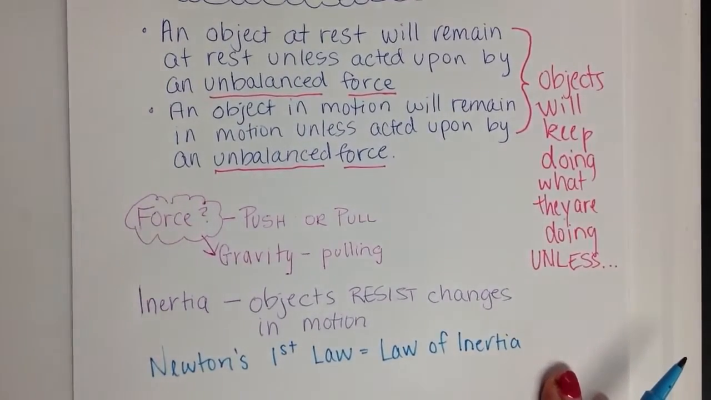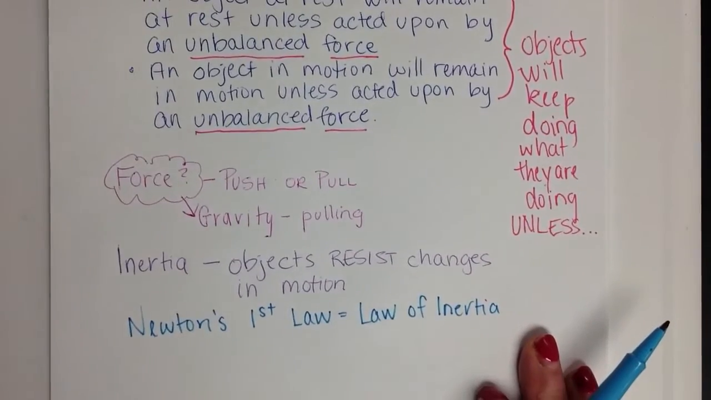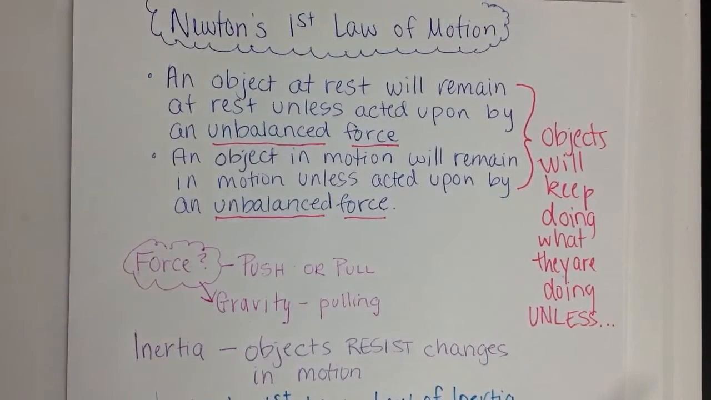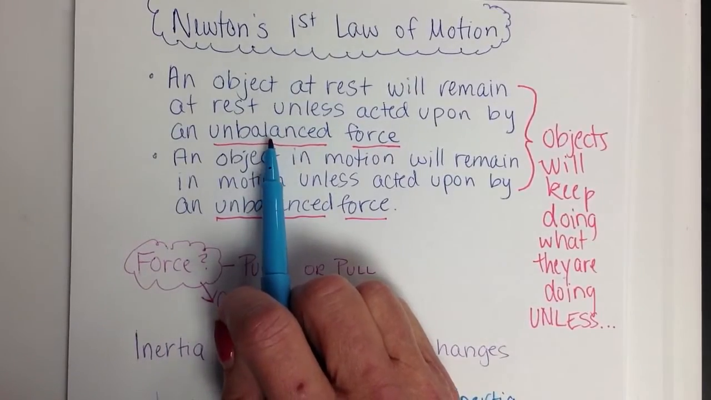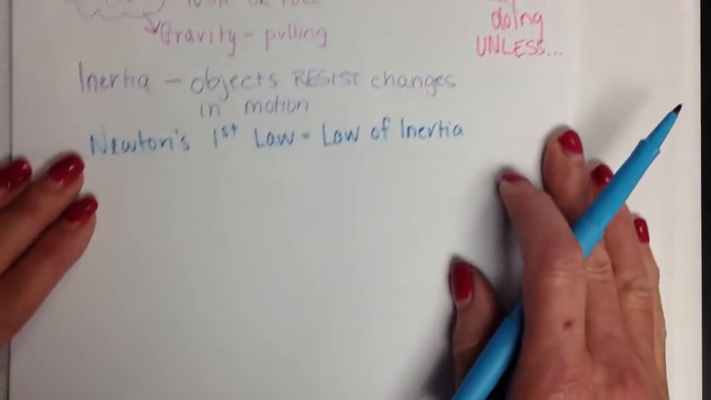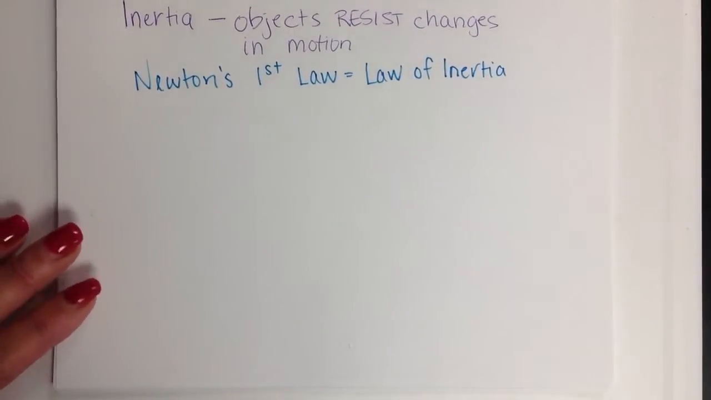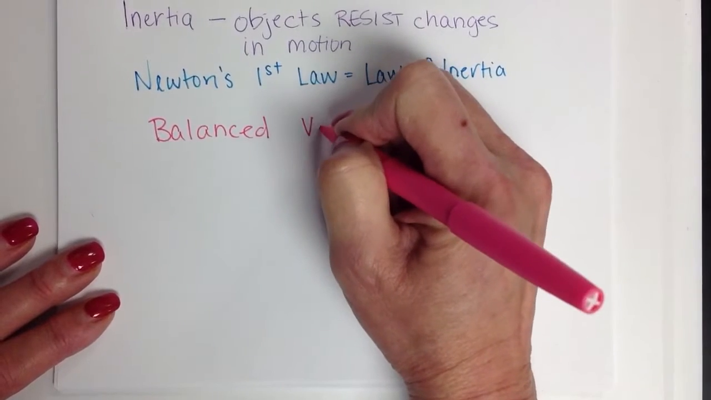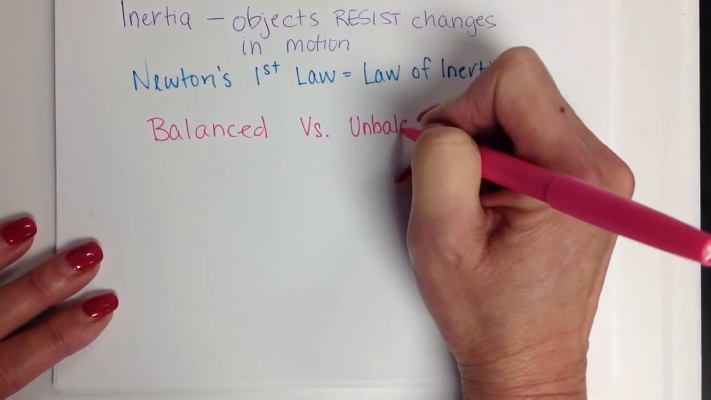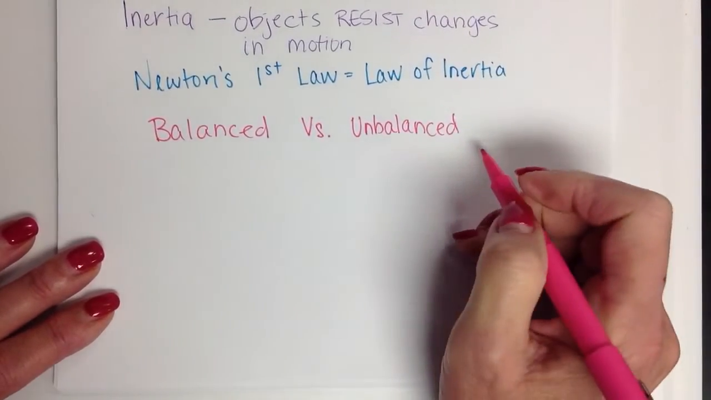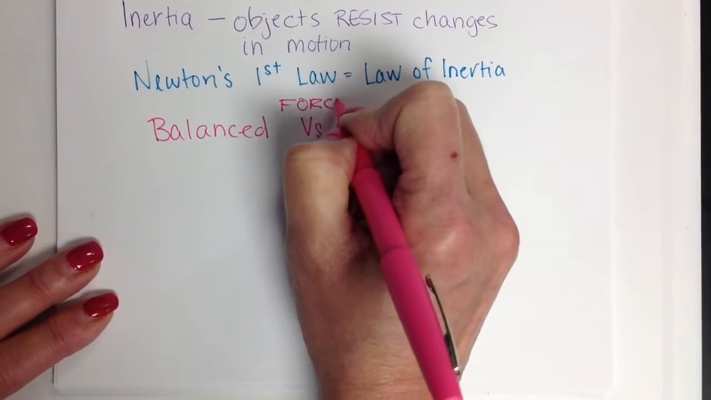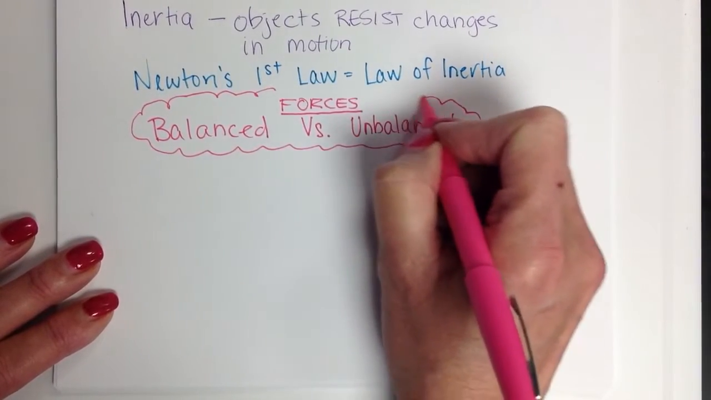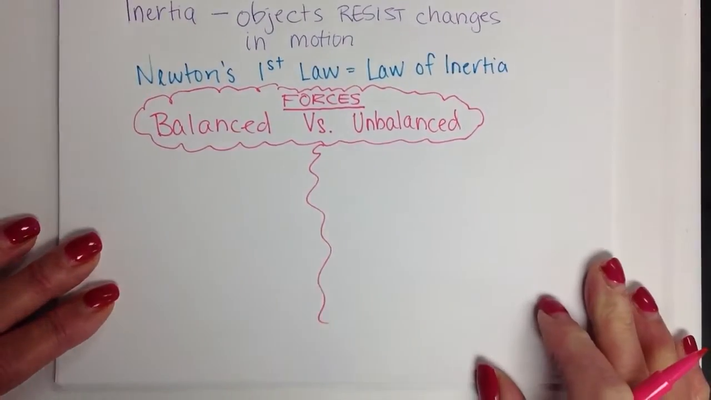So let's define balanced versus unbalanced, because that's something that's big in this idea of objects resist change in motion, or Newton's first law. What does he mean by unbalanced? So what does he mean by balanced? Well, let's figure it out. So let's do a little T-chart here about balanced versus unbalanced forces. I'm going to put forces on the top, because forces are a push or a pull, but the forces acting on an object could be balanced or they could be unbalanced. So what does that mean?